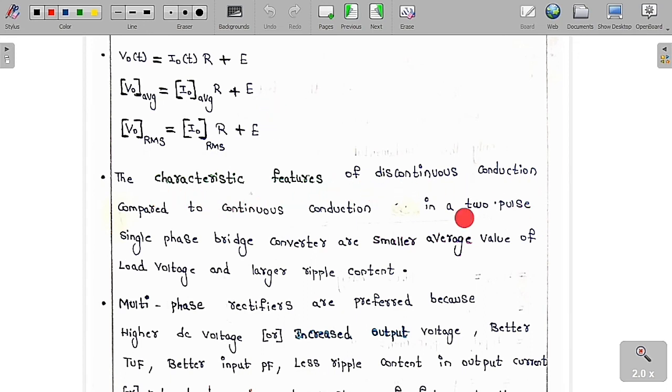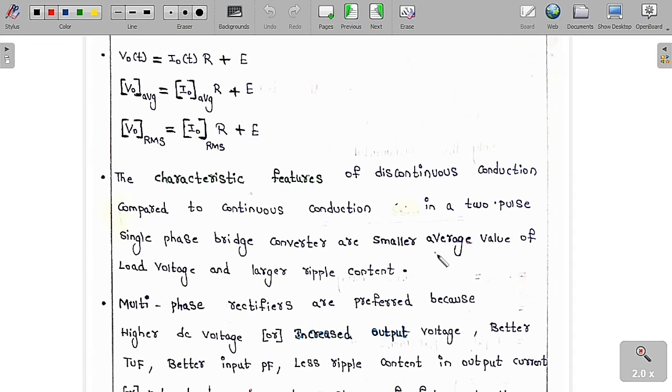The characteristic features of discontinuous conduction compared to continuous conduction in a two pulse single phase bridge converter are a smaller average value of the load voltage and a larger ripple current content. In discontinuous conduction, the voltage will be negative, so the average value of the output voltage will decrease and a larger ripple current is going to be present.